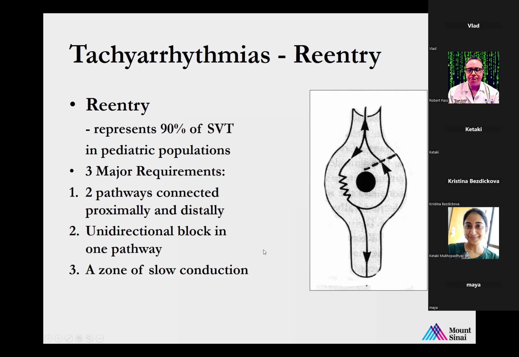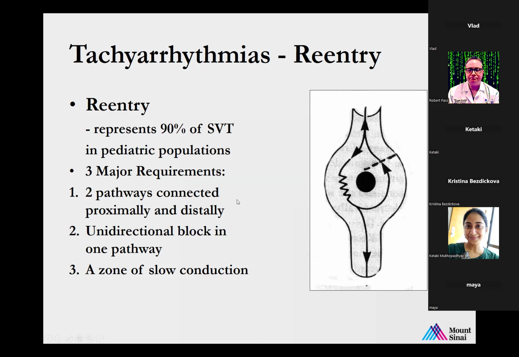And finally, there needs to be a zone of slow conduction. And the reason for that is that if, for example, you put a premature atrial contraction in here, and let's say it blocks in this pathway, but it can conduct down this pathway, if it were to conduct very rapidly, the other pathway would still be refractory, disallowing reentry. But by having a zone of slow conduction, it allows enough slowing that by the time the impulse comes to the other pathway retrograde, it is no longer refractory.